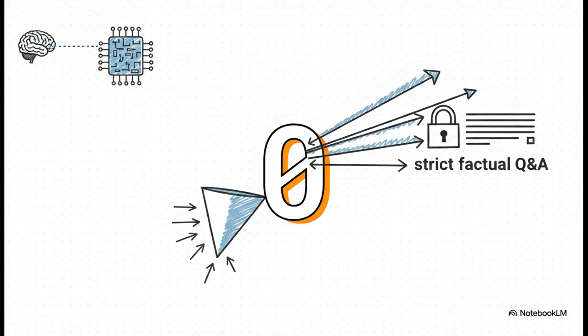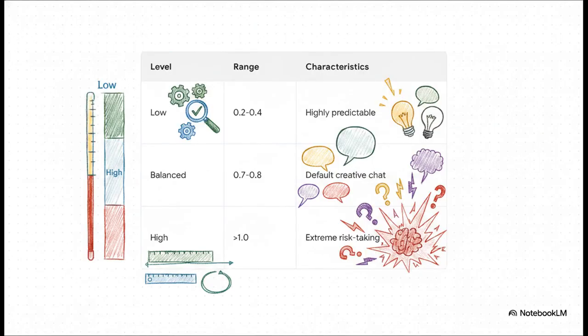And if you're using AI to write code or to answer strict factual Q&A, this is absolutely vital. You want maximum factual consistency, right? Not a creative guess. Adjusting this dial completely changes how the AI behaves. Keep it at a low temperature, say between 0.2 and 0.4, and the output is highly predictable with only extremely minor variations. It essentially acts like a strict fact checker.